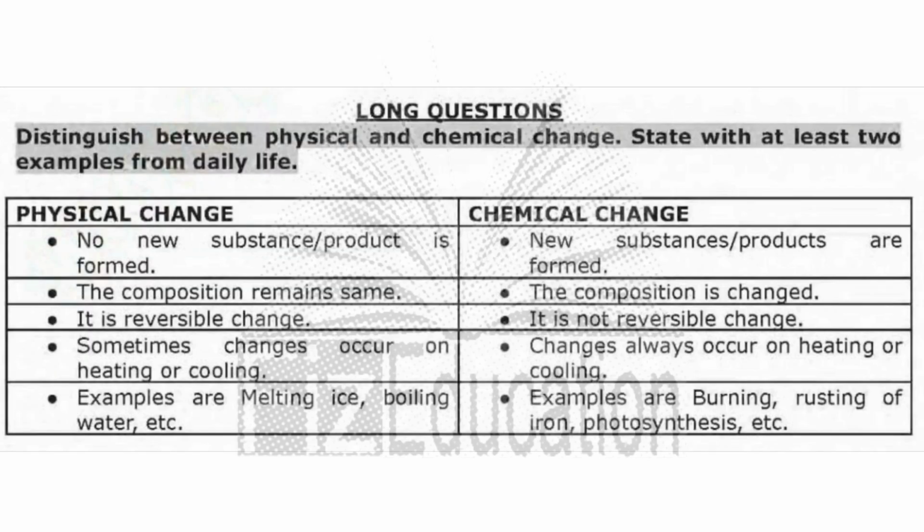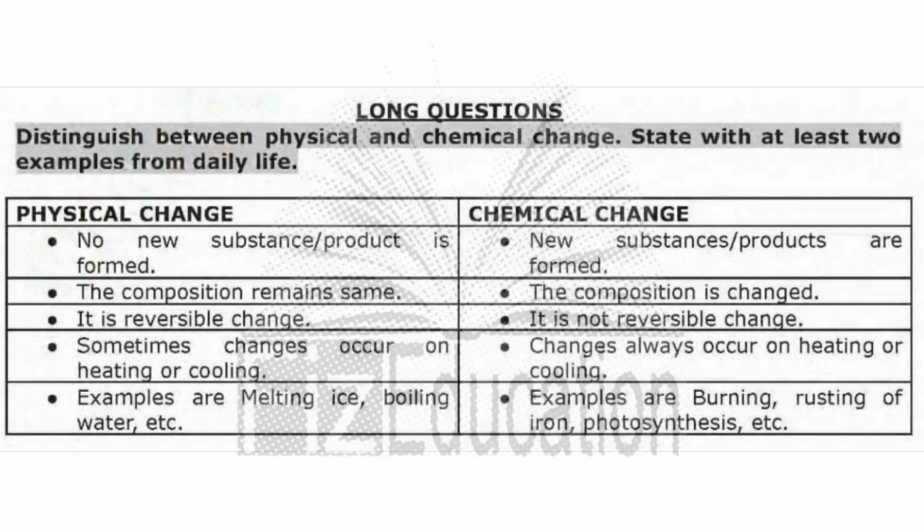Long questions. Distinguish between physical and chemical change. State with at least 2 examples from daily life. Physical change: no new substance is formed. Chemical change: new substances are formed. In physical change the composition remains same; in chemical change the composition is changed. Physical change is a reversible change. Chemical change is not a reversible change.